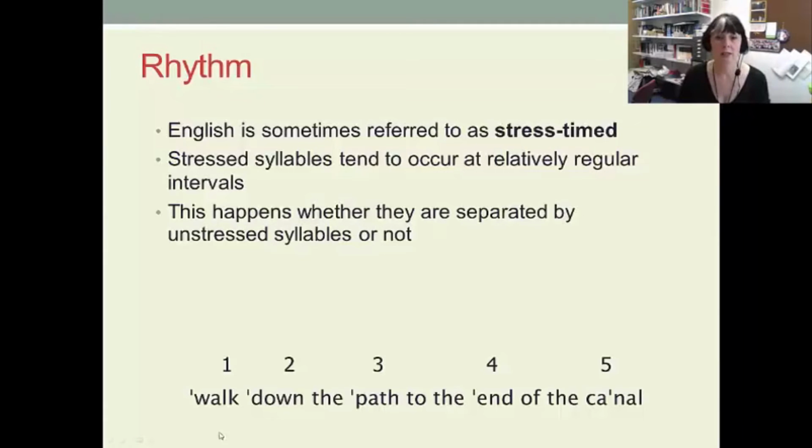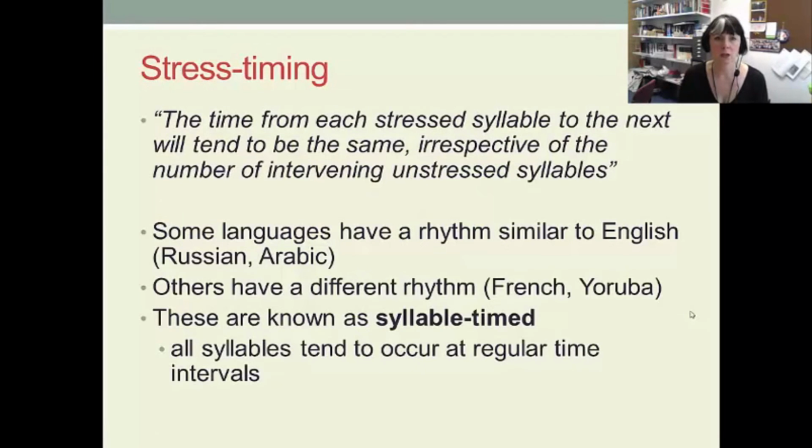So if we look at our sentence at the bottom of this slide here, we can see that we have 5 stressed syllables: walk, down, path, end and now, and the idea is that it takes equal amounts of time to get from one stress to the next. So it would take the same amount of time roughly to say the word walk as it would to say end of the k. So that's the general principle here. Stress timing can be defined as the time from each stressed syllable to the next will tend to be the same, irrespective of the number of intervening stressed syllables.